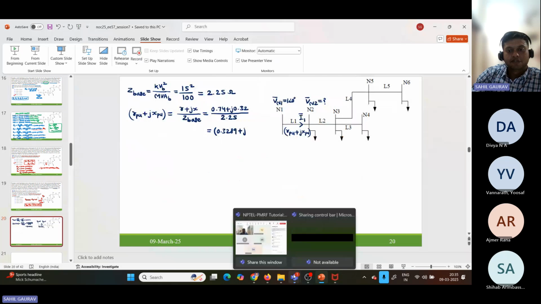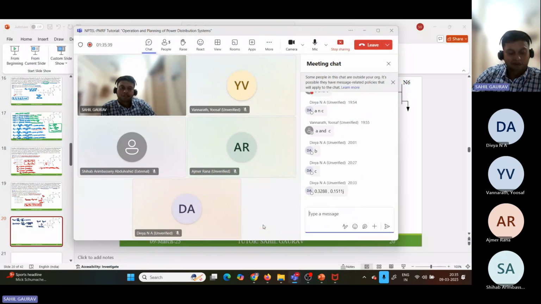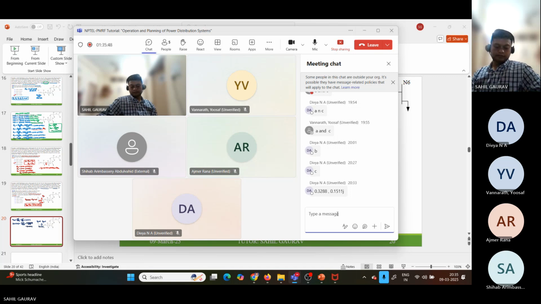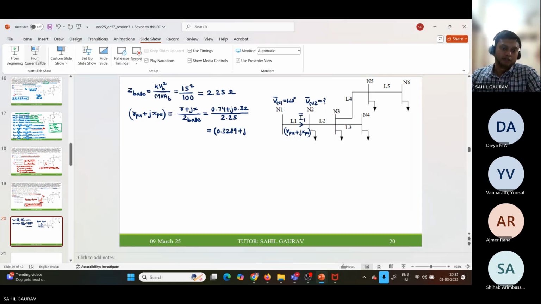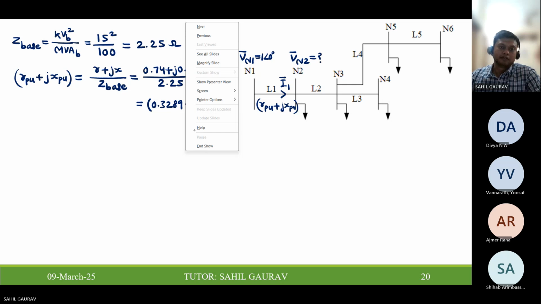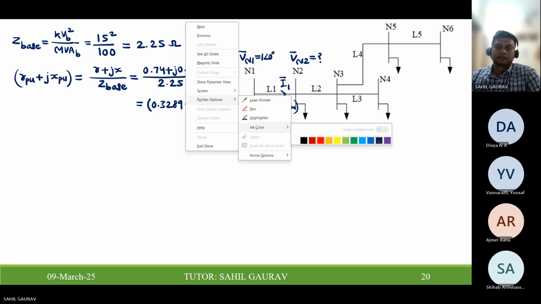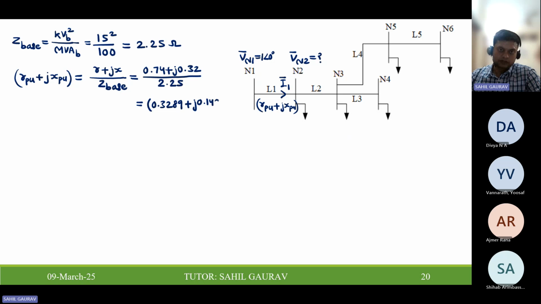We were telling, right? Why did you stop? Yes, 0.328 and 0.15. No, 0.15 is not coming. 0.142 is coming. Yes, 0.142. So this value we got for the impedance in per unit.